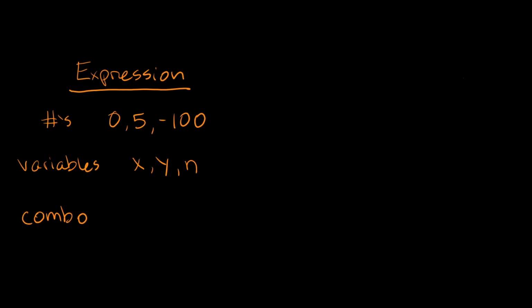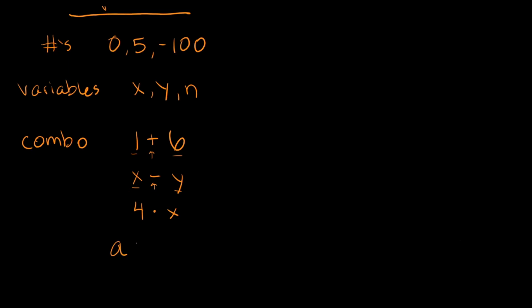Okay, so let me give you a few examples. It could just be numbers, so we could have something like 1 plus 6. This is an expression because it has numbers and an operation symbol. It could also be something like x minus y. Again, we have variables and we have an operation symbol. Or we could combine both of them, the numbers and the variables. So I could have something like 4 times x. Or I could have something like a divided by 7 plus 9. This is also an expression, because it's a combination of variables, numbers, and we have our operation symbols right there.